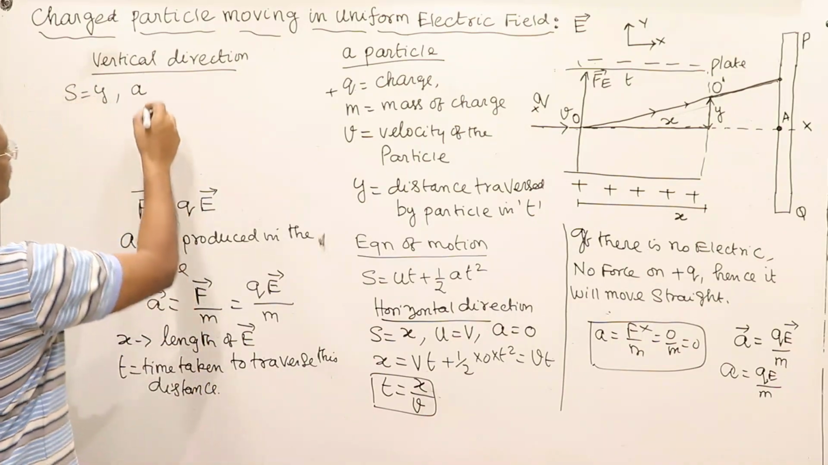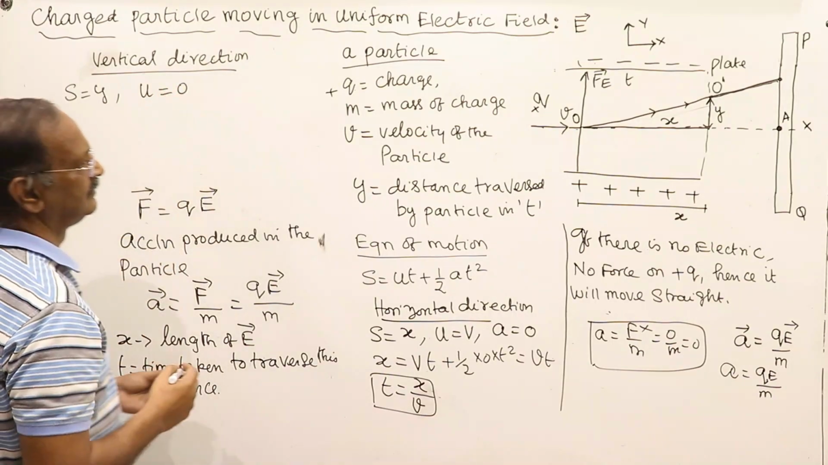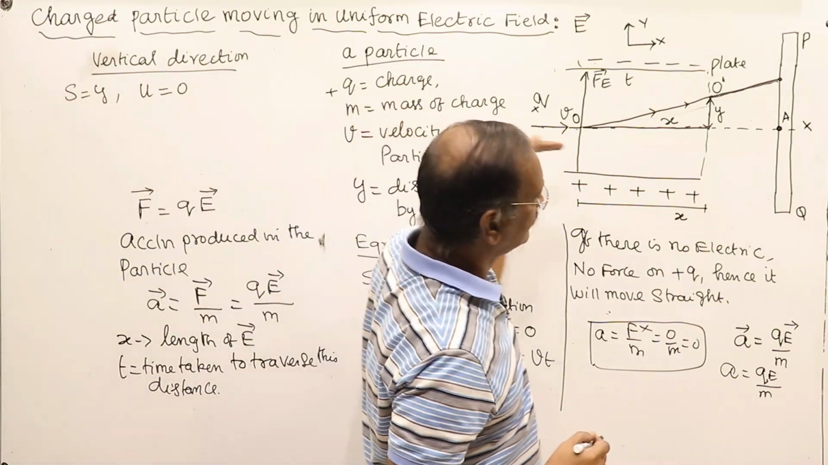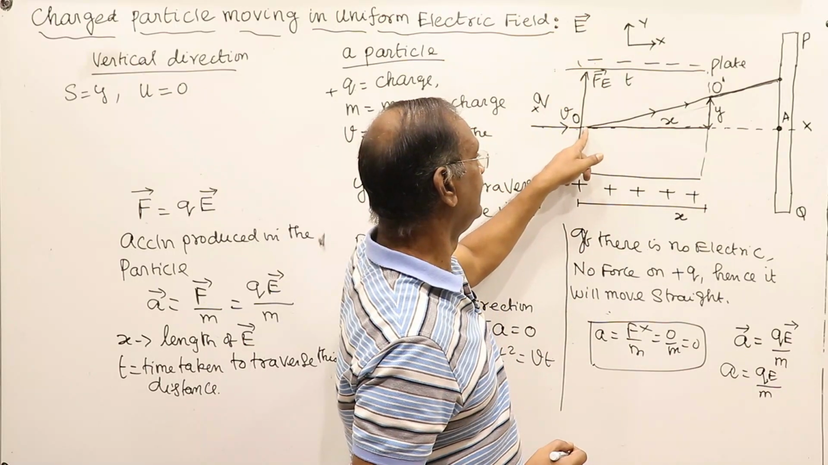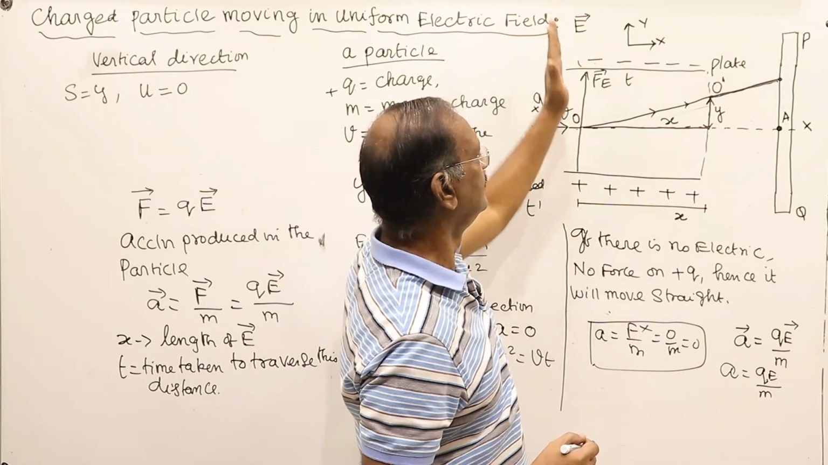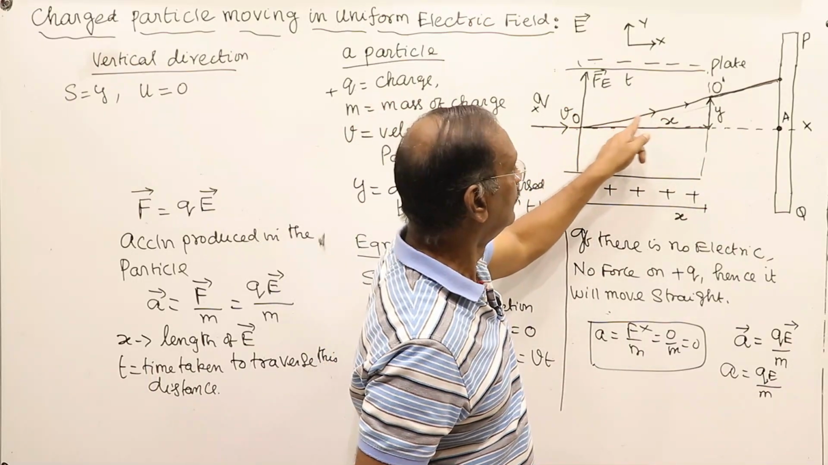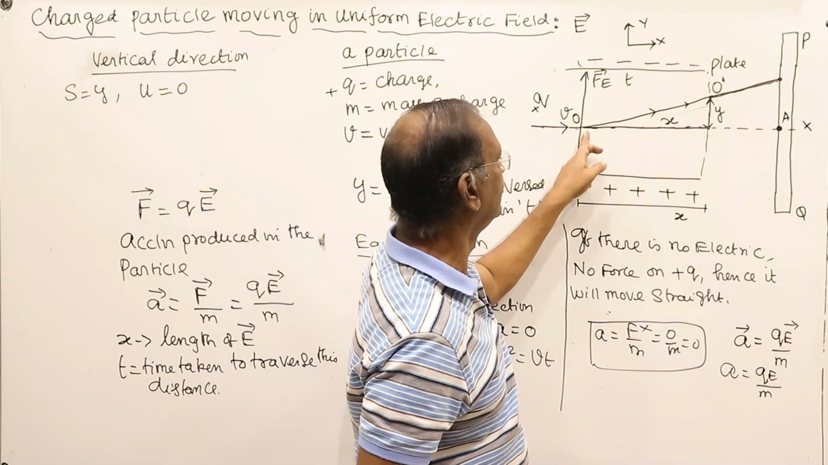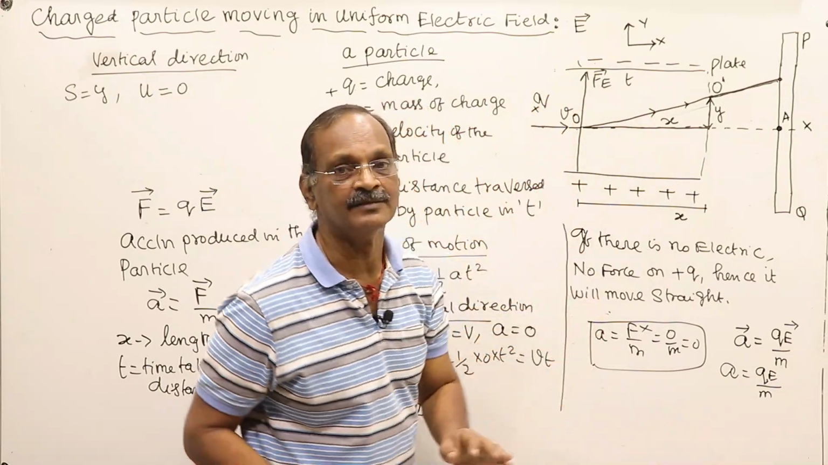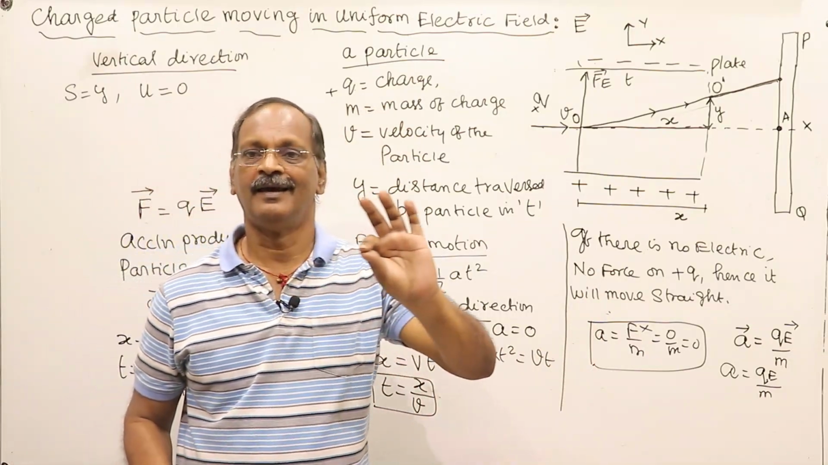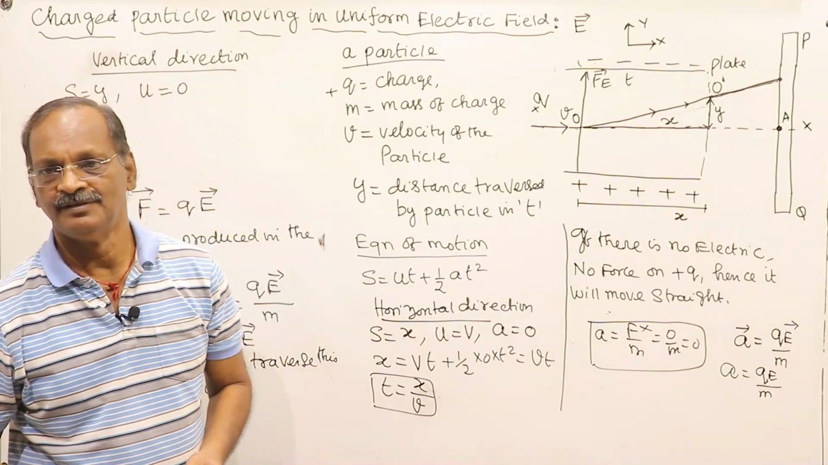And what is the initial velocity? Initial velocity is equal to 0, because when it is entering, it is moving in the x direction, there is no motion in the vertical direction. When it is entering the initial point, there is no velocity in the vertical direction. Here it has got a horizontal component and a vertical component. Here the initial velocity in the vertical direction is 0, because it is entering along the x-axis. Further it goes in a curved path. So u is equal to 0.